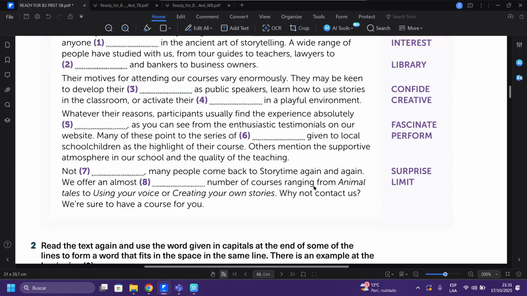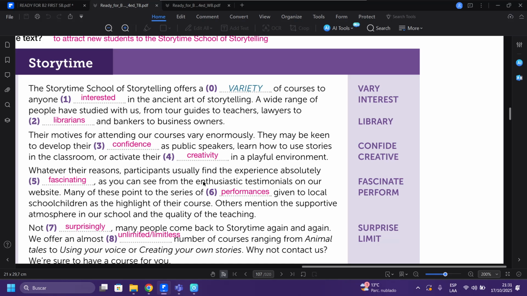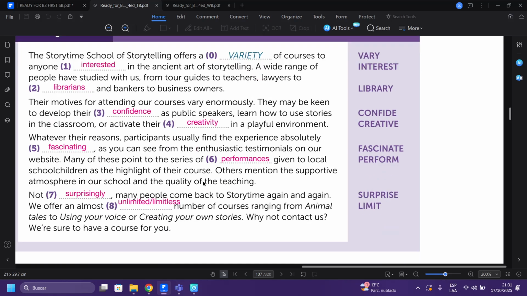We offer an unlimited number of courses ranging from animal tales to using your voice or creating your own stories. Limited number, an unlimited number. Okay, unlimited. So I'm going to show you the answers so you can check the spelling. Interest, interested. Librarians, it's the profession. Confidence, creativity, fascinating, performances, surprisingly, unlimited or limitless, which is the same.